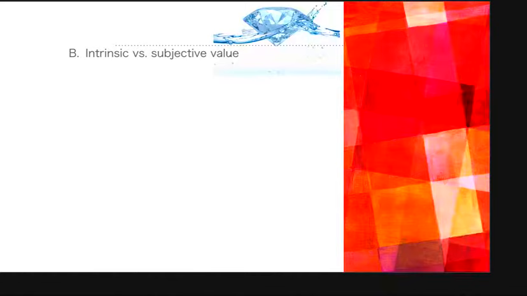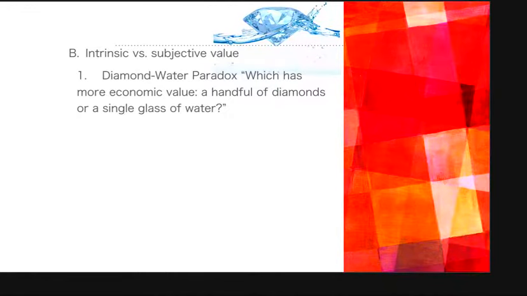So at this point, you should have watched that video. If you didn't, there's going to be some key information here that you're going to be missing out on because it explains a little bit about the idea of intrinsic versus subjective value. So the question is asked in that video, which is more valuable, diamond or water? And when we think about economic value, immediately most of us are going to be thinking, well, I would take a handful of diamonds in a heartbeat.